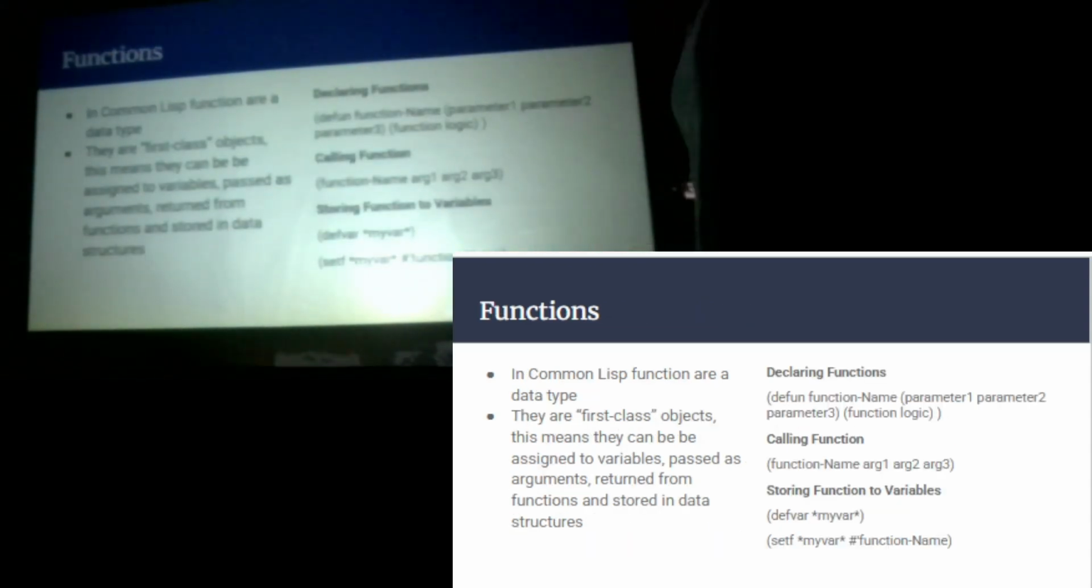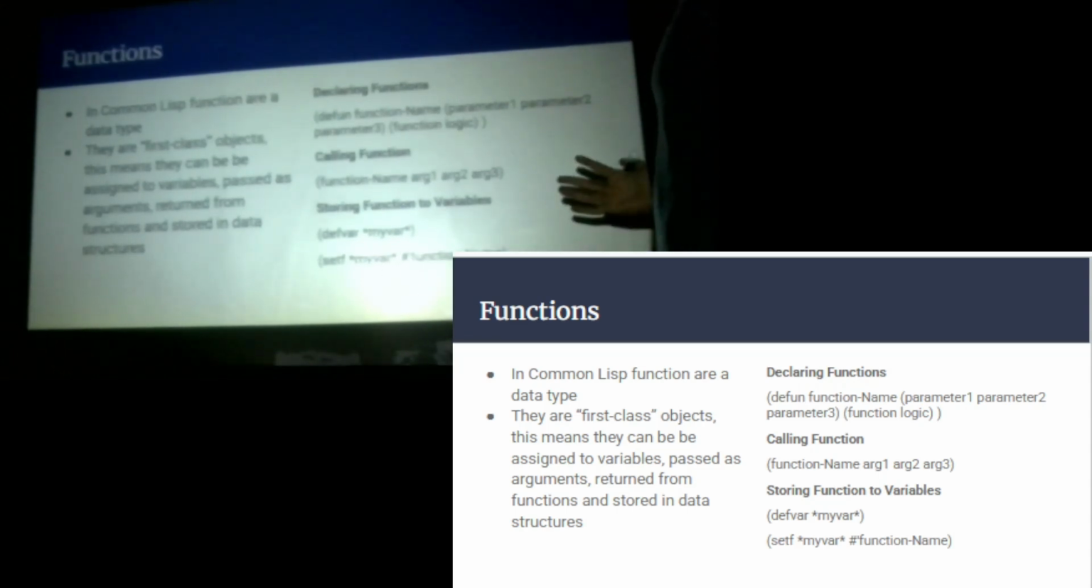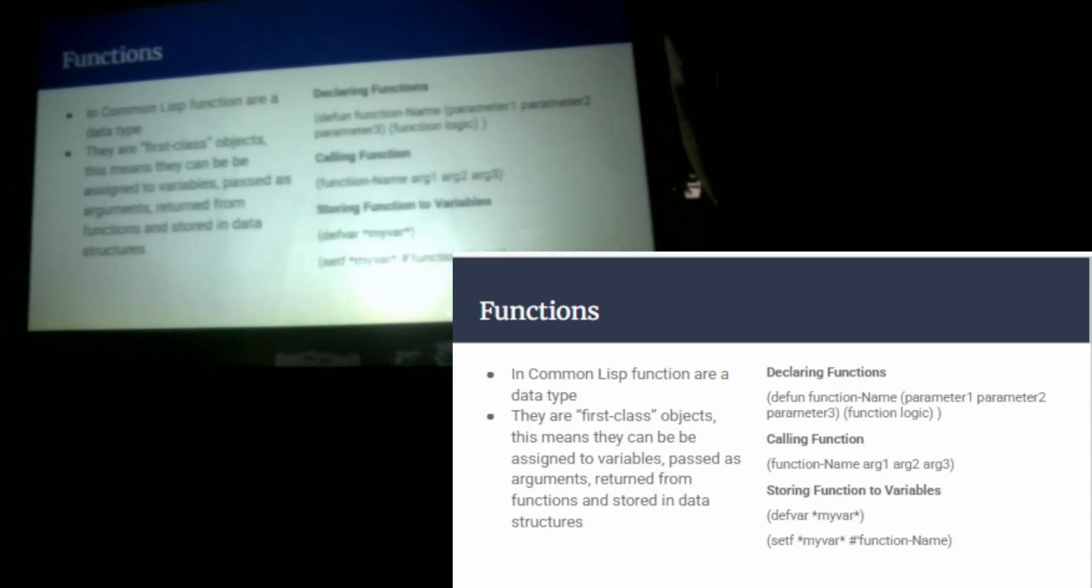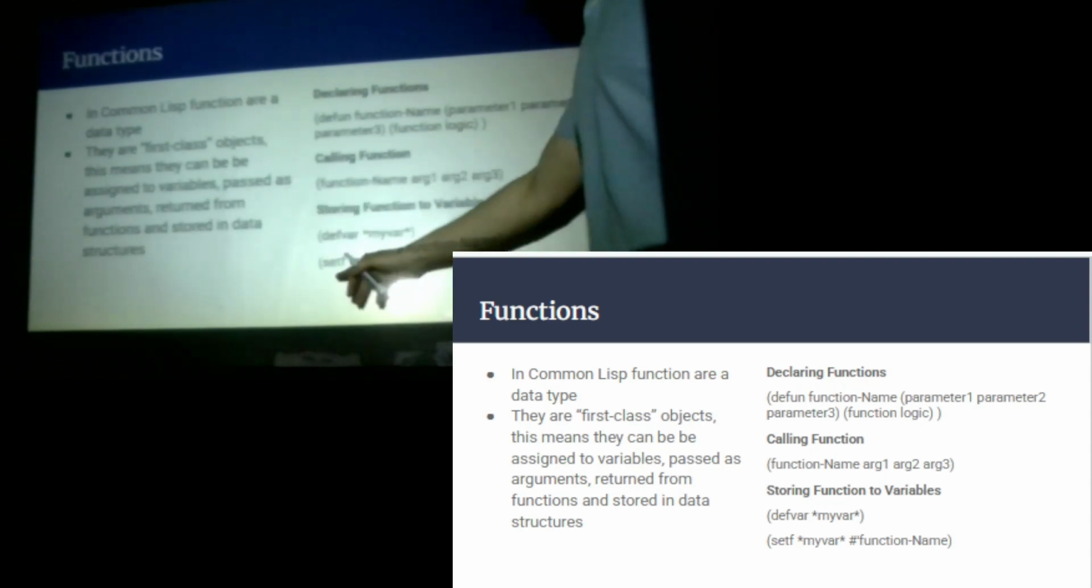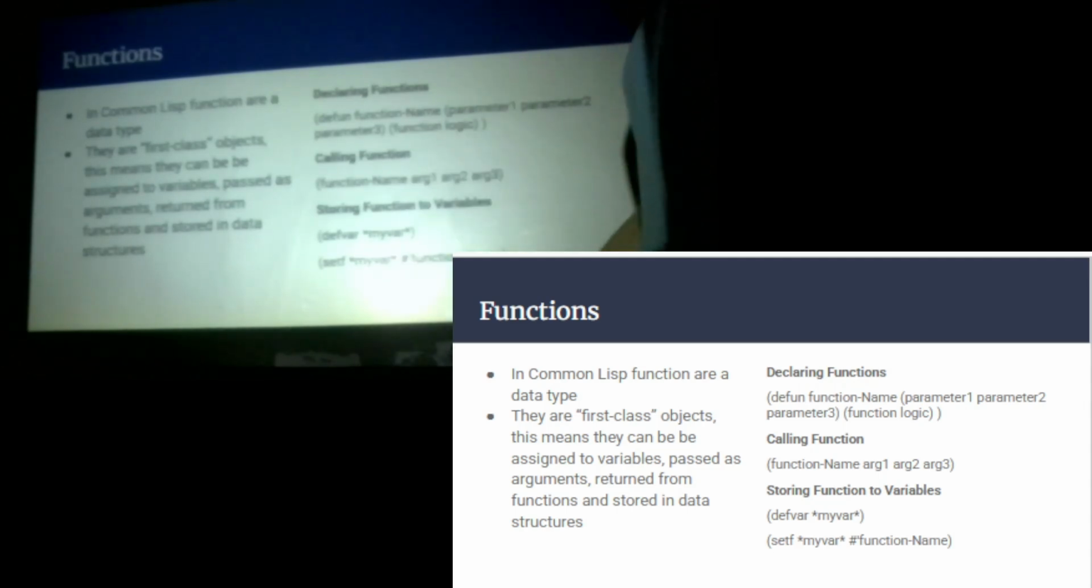Functions. It may seem out of place that functions are simple data types in Common Lisp, but this is what makes them so unique and powerful. Since they are data types, they are considered first-class objects, meaning they can be assigned to variables, passed as arguments, returned from functions, and stored in data structures. Meaning, we can declare a function which has a syntax of defun, function name, parameter 1, parameter 2, parameter 3, function logic, as well as call the function with this syntax right here, and store the function in variables, or store the function in data structures.